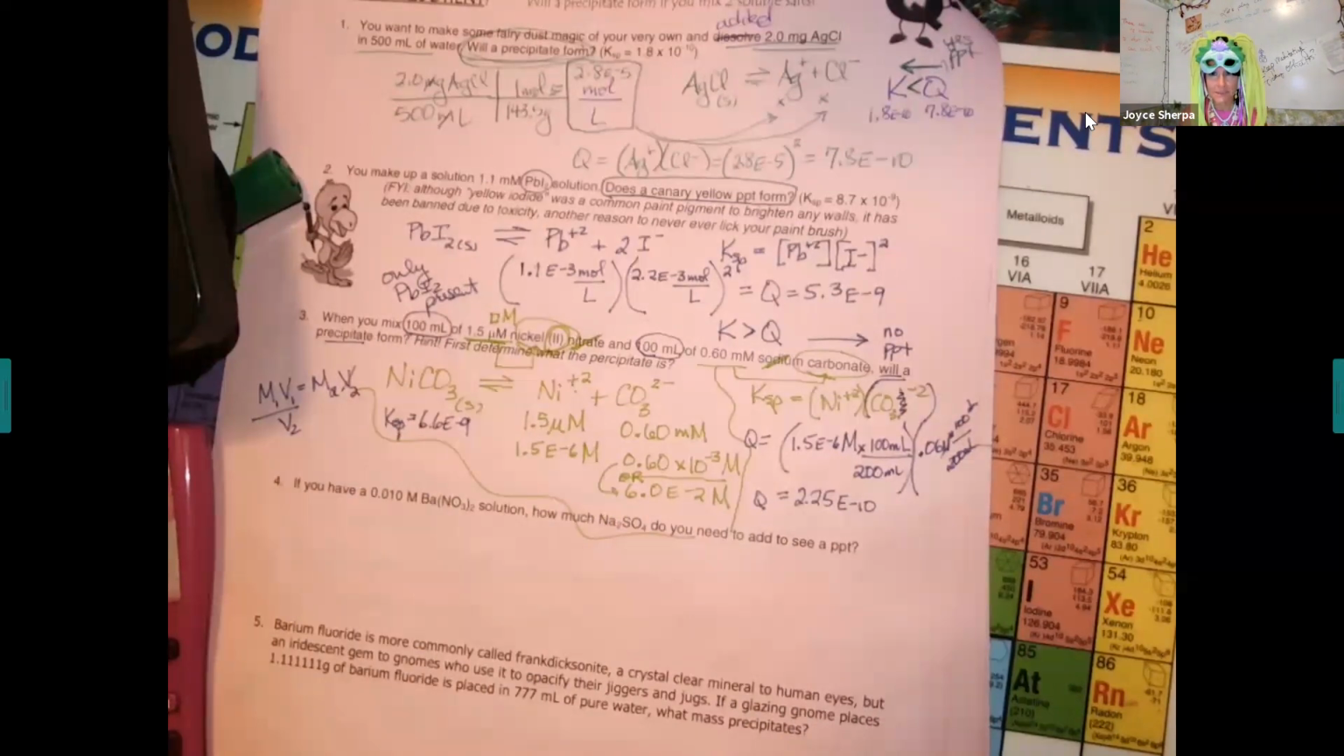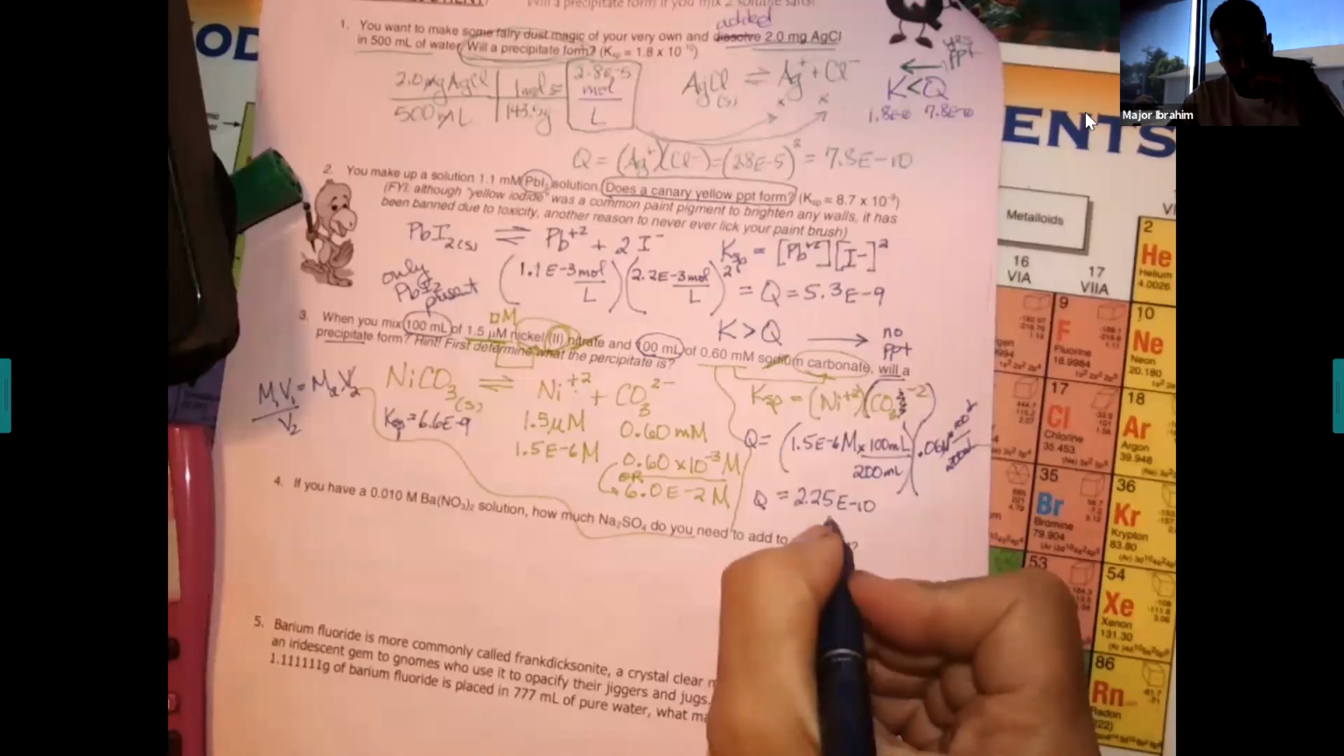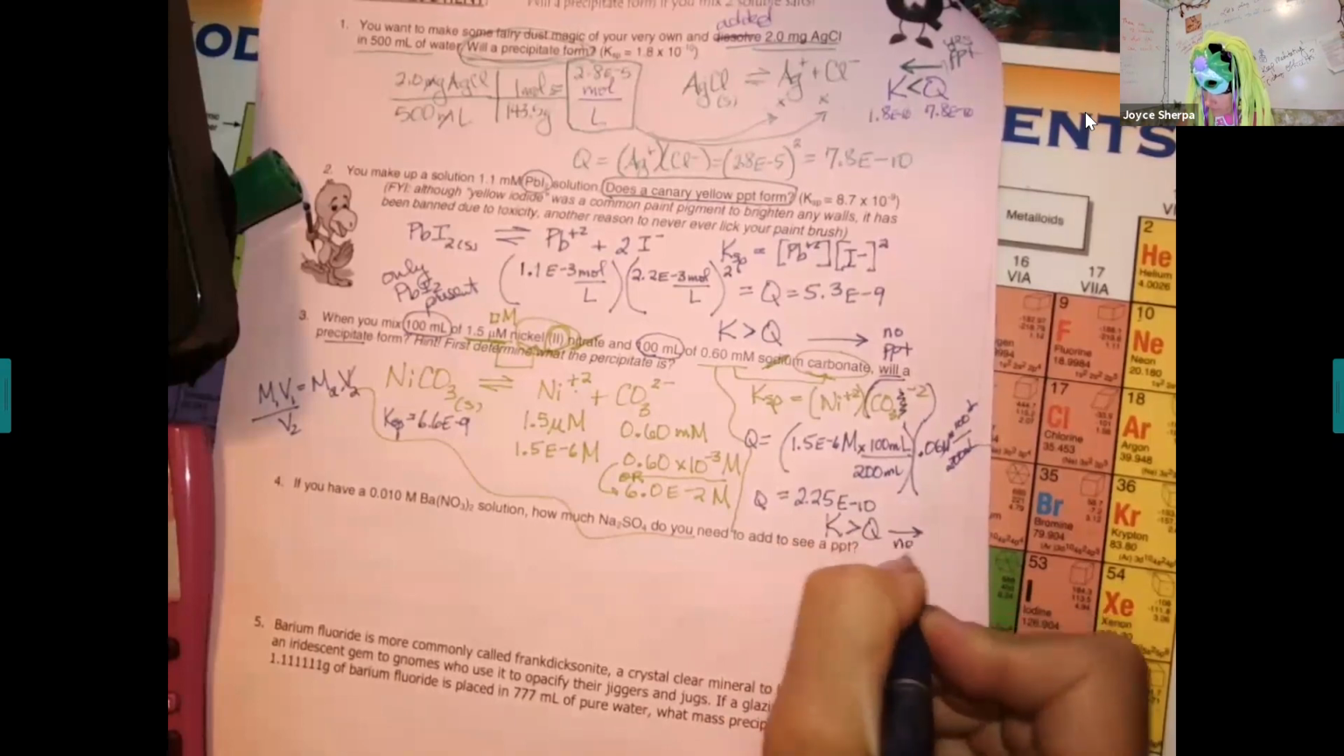And we compare them, which one's bigger? They're negative exponents. The KSP is bigger. Yeah. So K is greater than Q, goes forward, no precipitate.